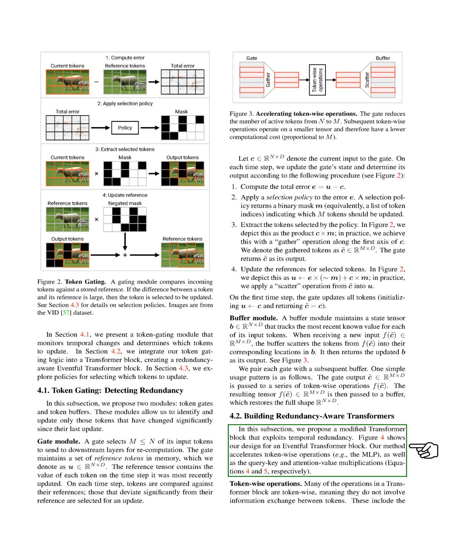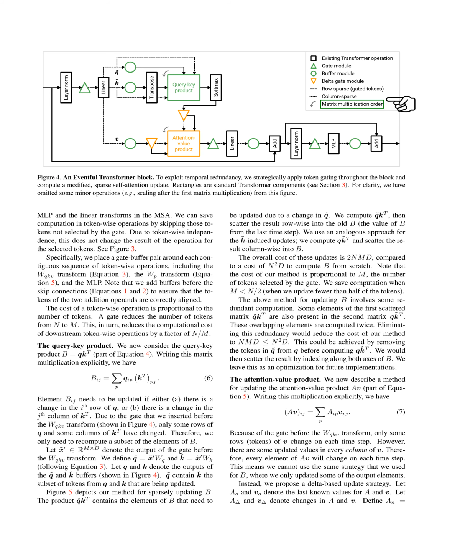Let's start with operations that are performed on each token. In a transformer block, many operations are performed on each token, which means they don't involve any exchange of information between tokens. These operations include the MLP and the linear transformations in the multi-head self-attention, MSA. We can save computational resources in these operations by skipping those tokens that are not selected by a gate.